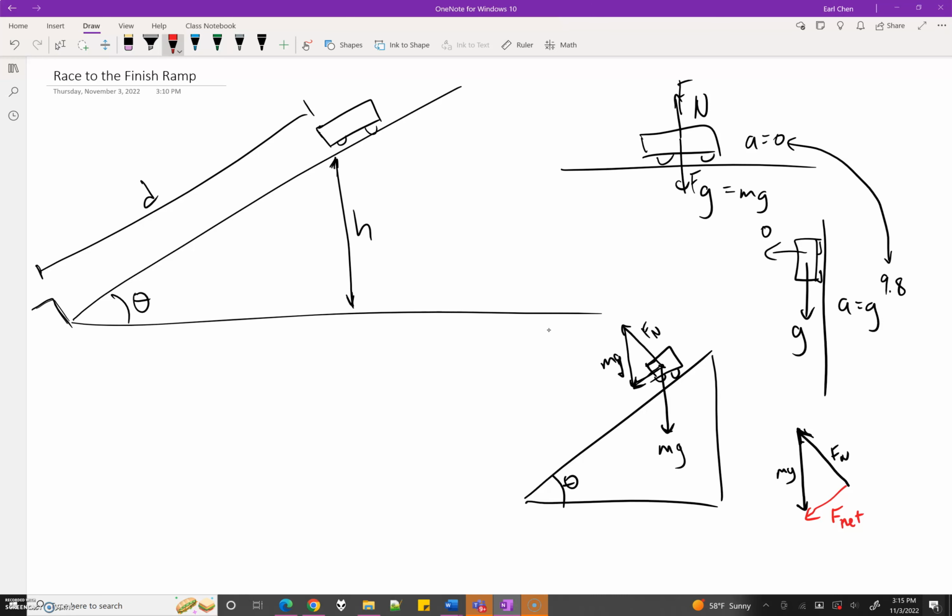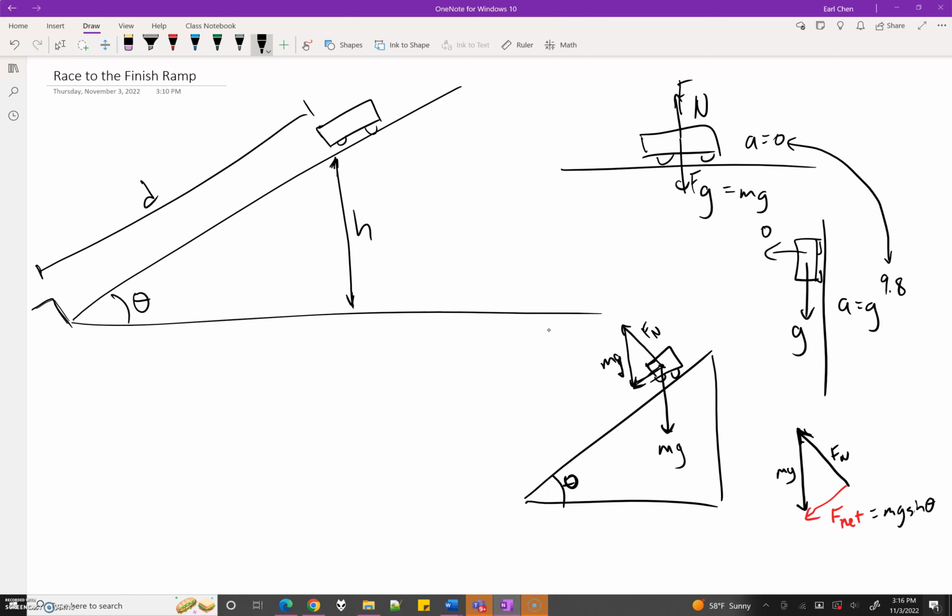Okay, so the next thing is finding the angle. So from the book, if you skip a few steps, you'll find out that F net is just equal to mg sine theta. But I'll walk you through the actual derivation of it, so hopefully I can do this in one go.